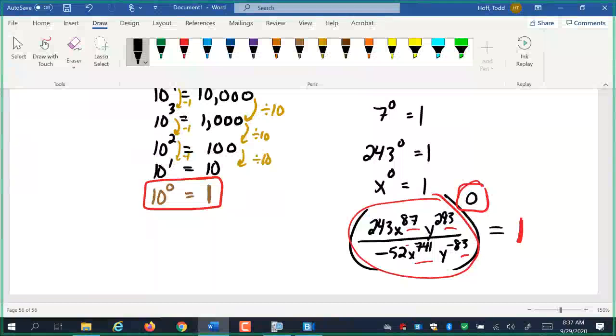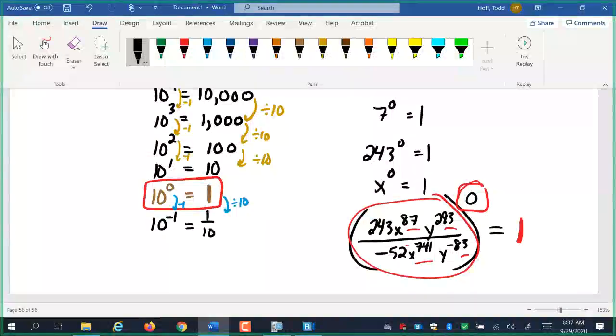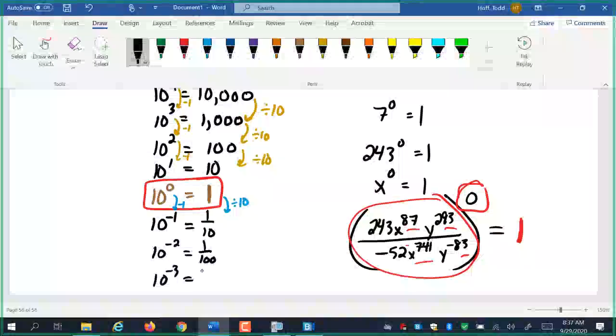Well, now that we've hit the power of 0, we can start talking about what it means to have a negative power. 10 to the negative 1. Well, once again, we reduce the power by 1. Our result should be divided by 10. Well, 1 divided by 10 is 1/10. 10 to the negative 2, if we divide by 10 again, that's 1/100th. Oops, 100th, not 1,000th. 10 to the negative 3, we divide by 10 again, that's 1/1000th.